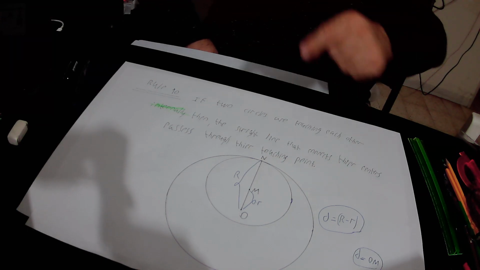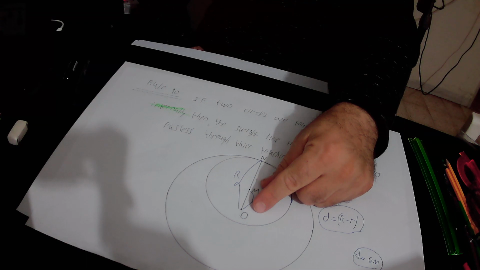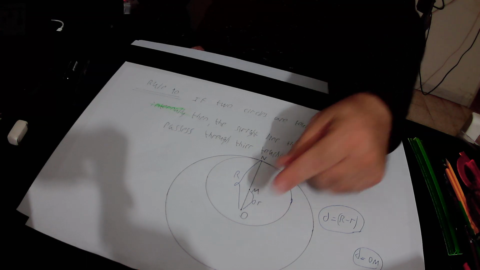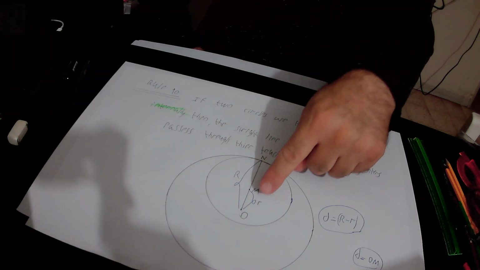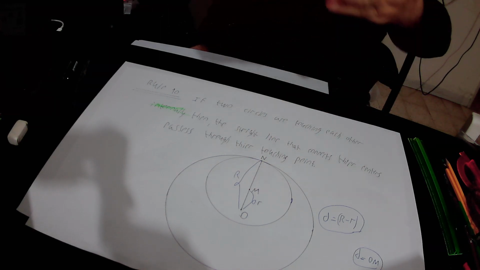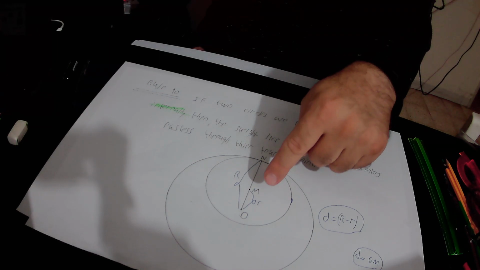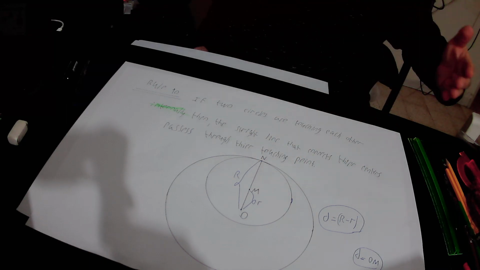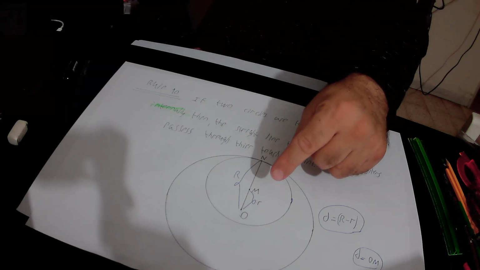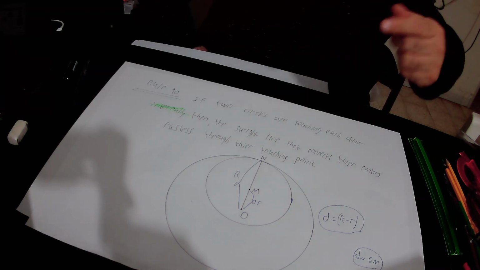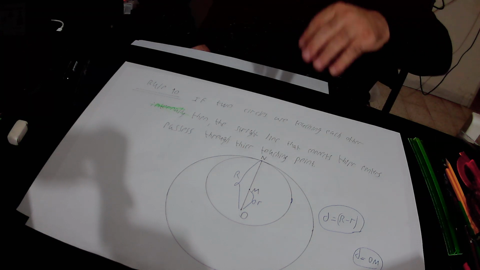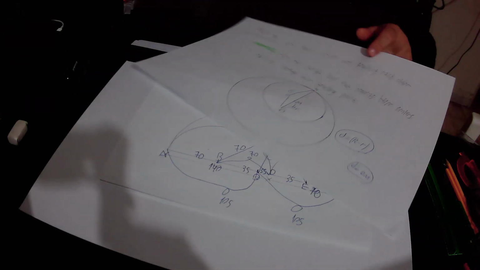That is to say, OMN is one straight line. Okay? And what is the distance between their centers? That is actually MO. The distance MO equals capital R minus small r. Capital R is the radius of the big circle, small r is the radius of the small circle. So capital R minus small r equals OM or MO, that is the distance between their centers.